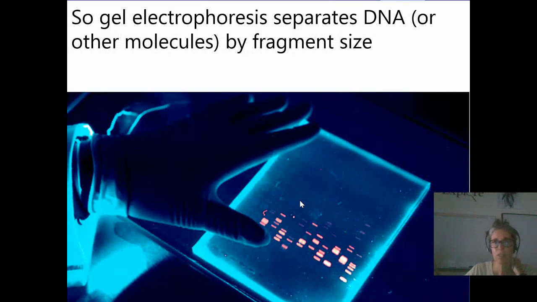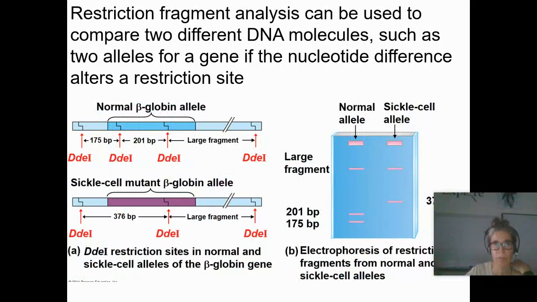So gel electrophoresis separates DNA. You can actually separate other molecules too, anything that has a charge to it, like RNA or proteins can also be separated that way. But in the lab, we're going to separate DNA molecules by fragment size. The little ones go through further. So notice the wells right here. So these must have been running that way. So that would be a littler fragment and that would be a bigger fragment.